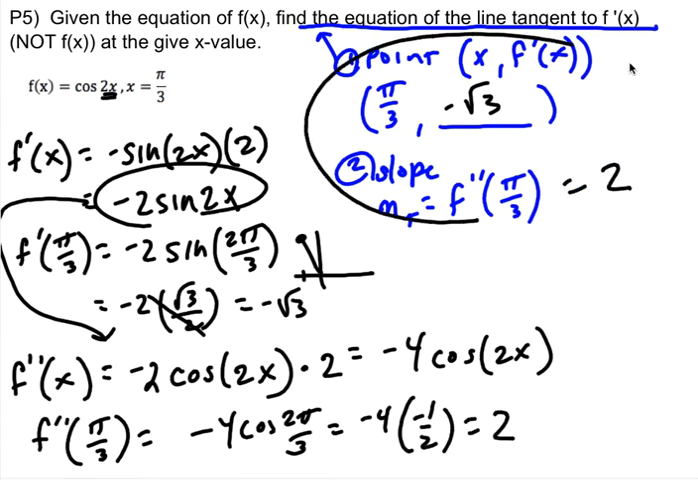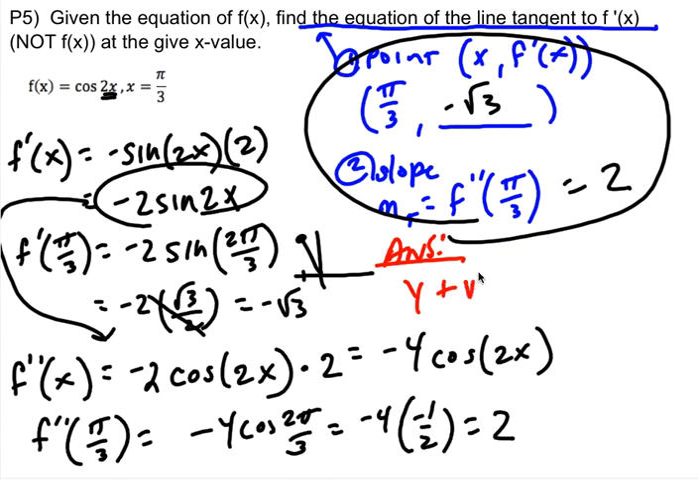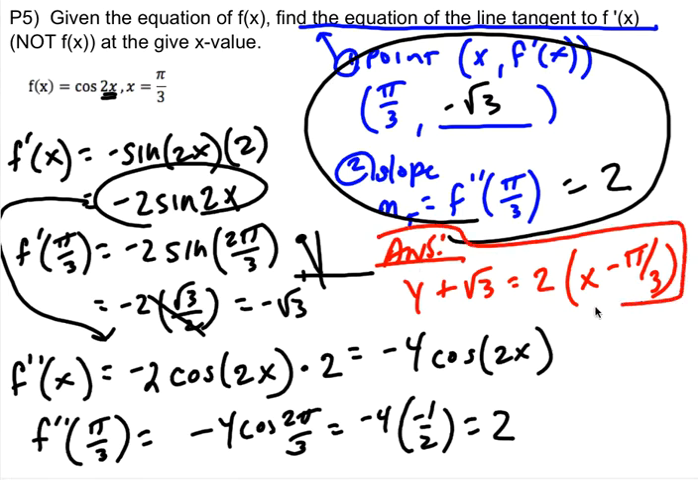Once I have these two pieces of information, I just write the answer in point slope, which is actually an algebra skill. So y minus the y value equals m times x minus the x value. And that's your answer. If you want to add, subtract the root 3 because you want to solve for y, that's totally fine. You could, but I would not suggest distributing the 2. There's no reason. Okay, moving forward.